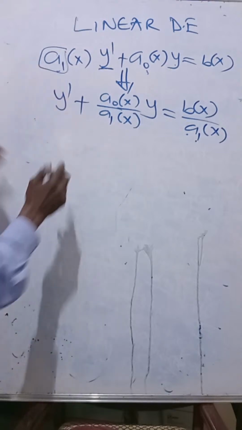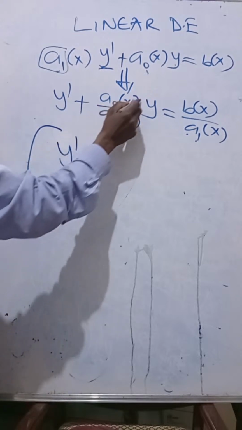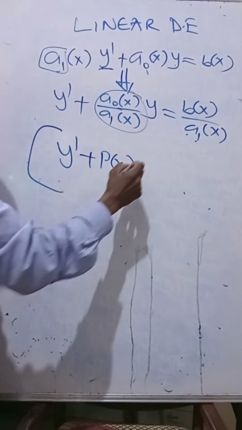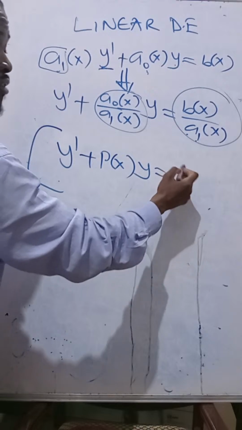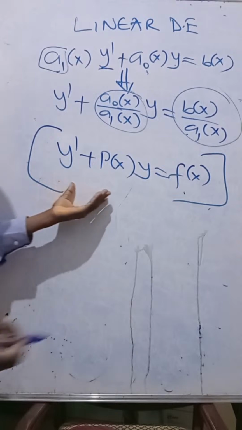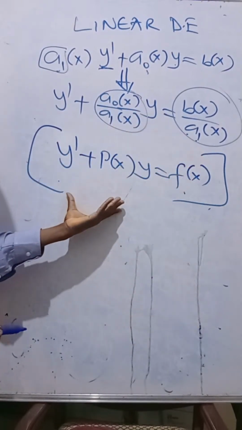Final conclusion, your linear differential equation is of this form. This fraction could be what is called p of x. And this one also, this fraction, I can call it f of x, either f of x or q of x. So this is the general form for a linear differential equation.